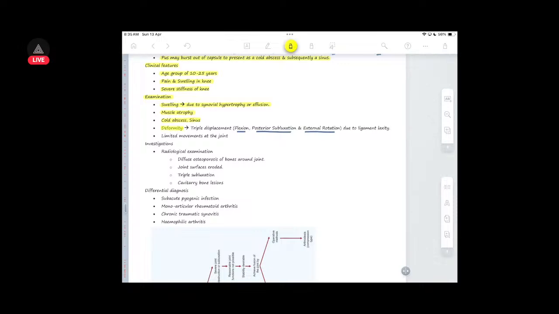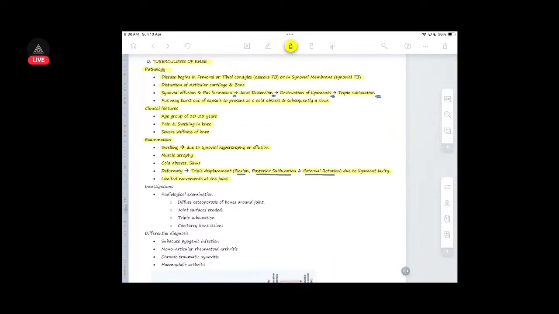So deformity will lead to triple displacement. Any deformity will lead to triple displacement, wherein you have flexion, posterior subluxation, external rotation. Due to ligament laxity, the ligaments will be lax, therefore it leads to all this. There will be limited movements at the joint.